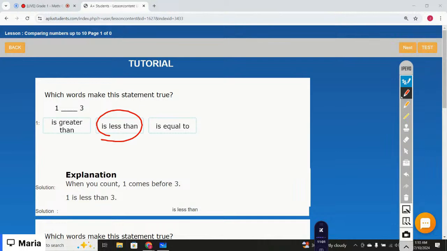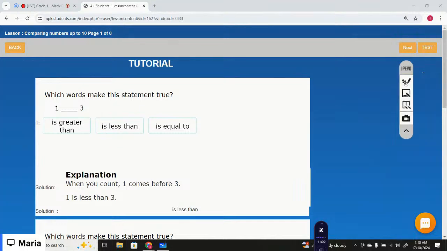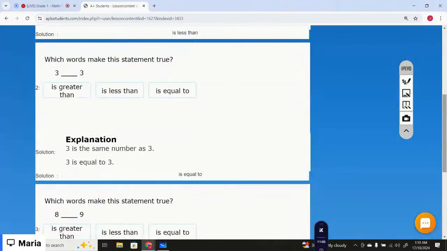Okay, the next example is which words make this statement true? So they are exactly equal. The numbers are the same. 3 is the same as 3, right? So that means they are exactly equal.